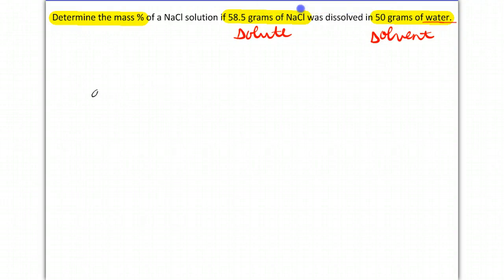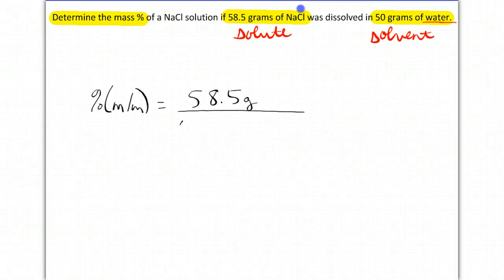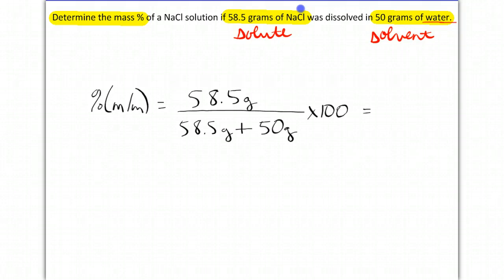So our percent mass by mass is going to equal the grams of the solute, 58.5, divided by the solute, 58.5, plus the amount of solvent, 50 grams, times 100 is going to make it into a percentage. And 58.5 divided by 108.5, times 100, is going to equal 53.9%.